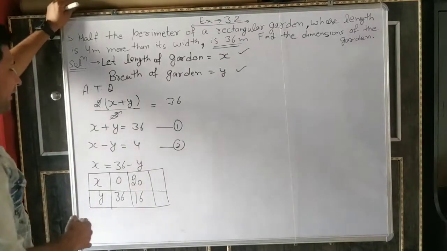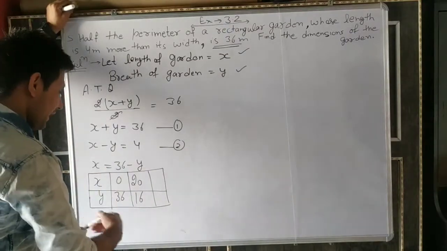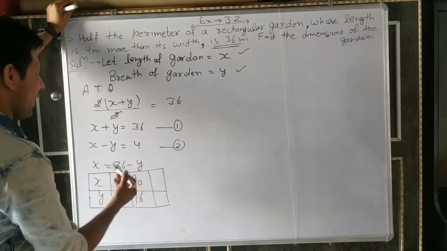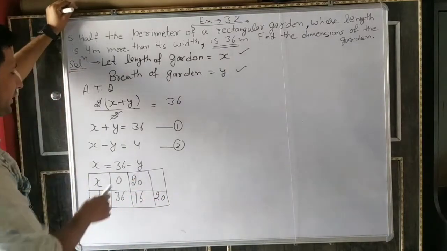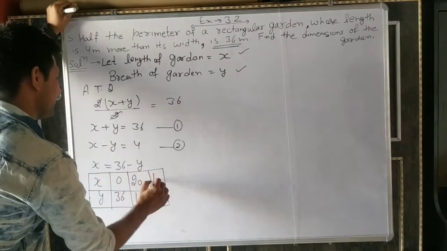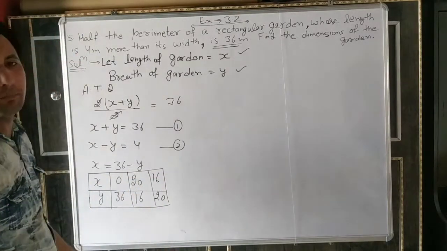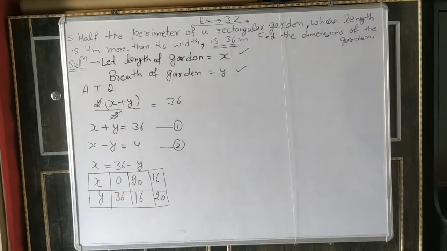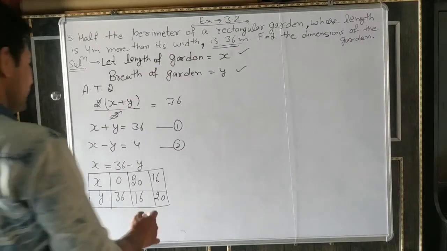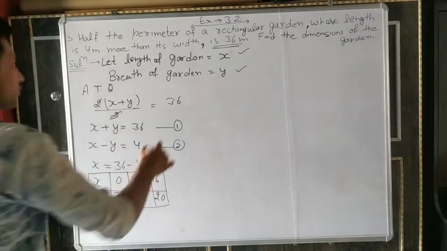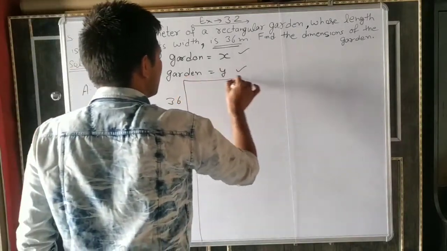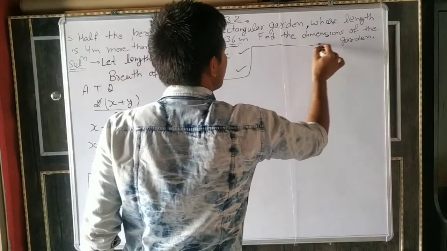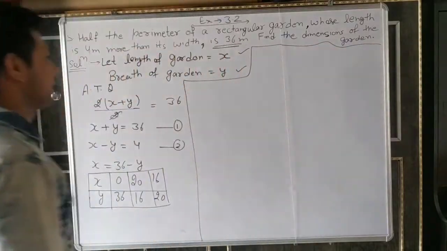Okay. Next, suppose y is 20. 36 minus 20 is 16. It is very simple, dear. Understand it? Now we will find the solution of the second equation.